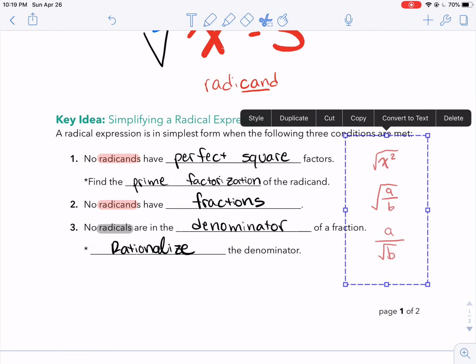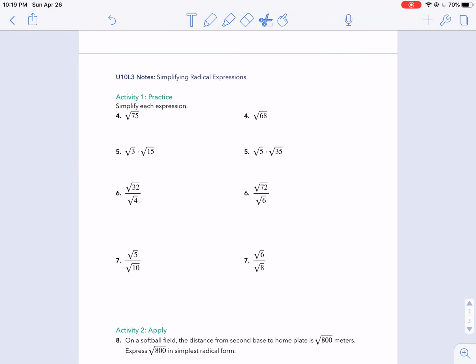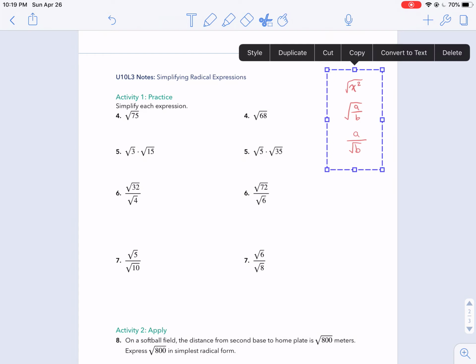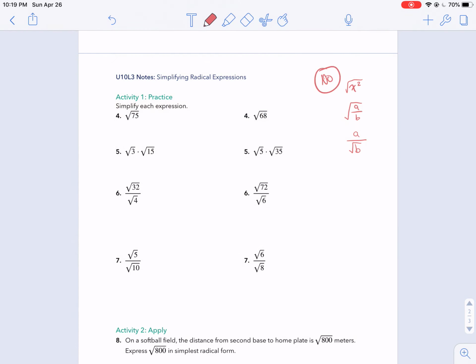Now I'm going to copy this and bring it down to all of our examples, and we're just going to make sure that none of these conditions are met. Ready? Let's go.